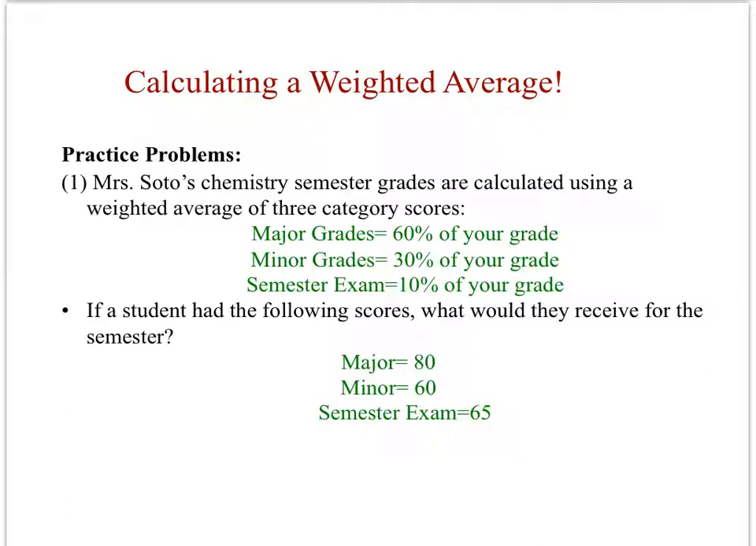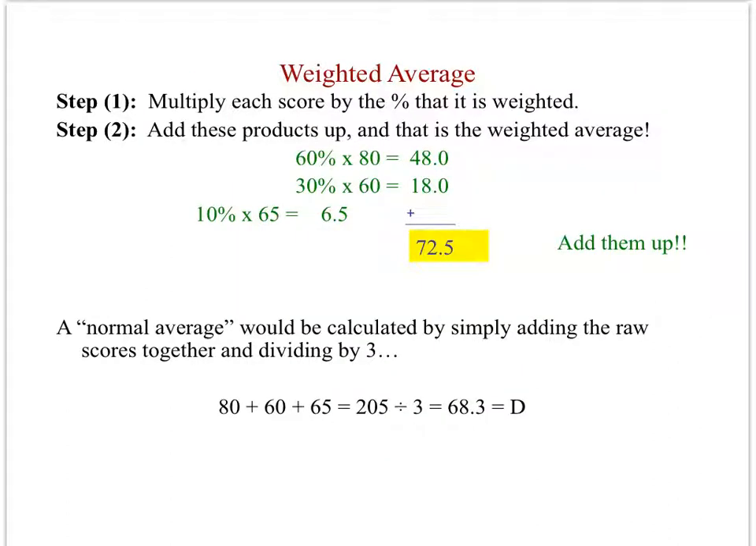So in Miss Soto's chemistry class, her semester grade is calculated by looking at your major grades, which are 60% of your grade, minor grades, which are 30%, that would be your formal and your informal, and a semester exam, which is 10% of your grade. So let's say you're the student and you have an 80% for major grades, 60% for minor, and a 65 as an exam.